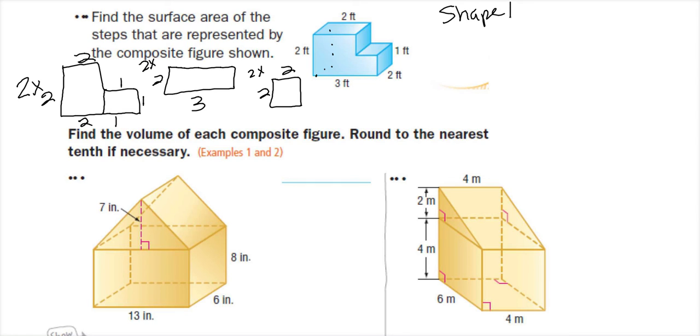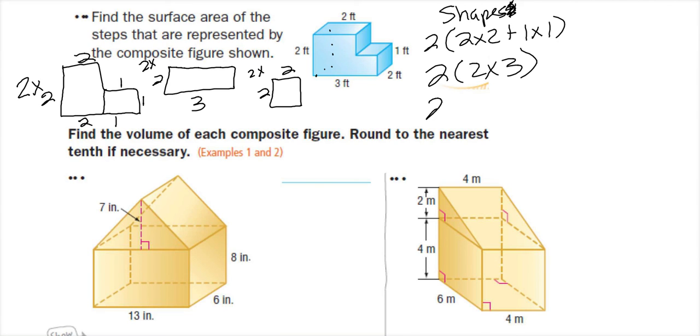Okay, so we have a 2 by 2 plus a 1 by 1. And I need 2 sets of those. Then I'm going to have, all right, let's just do shapes. Let me take that part out, shapes. Okay, then I'm going to need 2 groups of 2 by 3. And then I need 2 groups of 2 by 2.